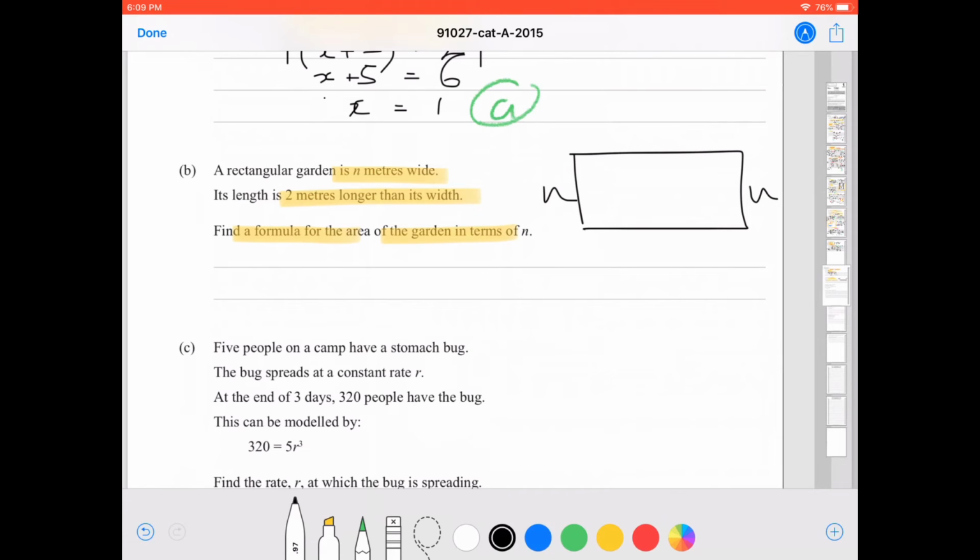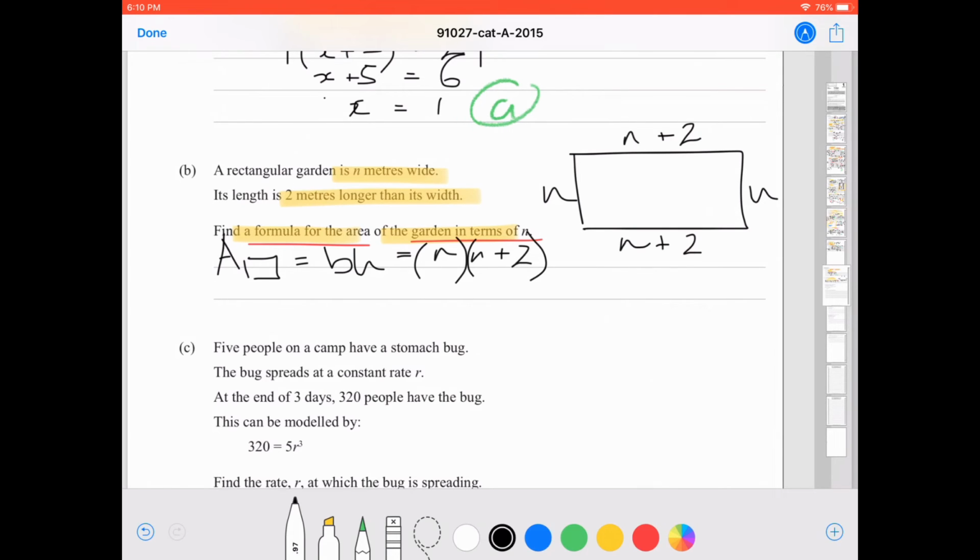So we can say its length is its width plus 2, so n plus 2. And we're looking for a formula for the area in terms of n. Now, the area of a rectangle is, of course, base times height. And so all we need to do is substitute in our base and our height. Let's say the base is n. It doesn't matter which way round you multiply. n is our base, and therefore our height is n plus 2.